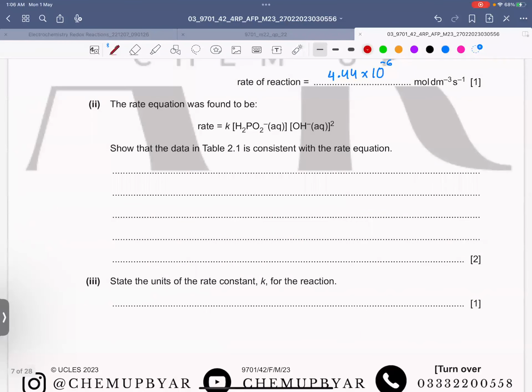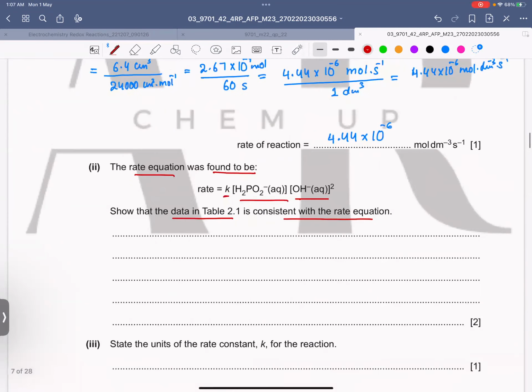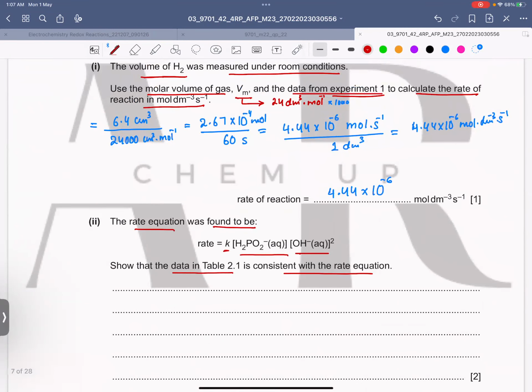Now, the rate equation was found to be rate equals rate constant k times the concentration of H2PO2 negative and the square of the concentration of hydroxide ions. Show that the data in table 2.1 is consistent with the rate equation. So we have to prove that the order with respect to H2PO2 is 1 and the order with respect to hydroxide is 2.